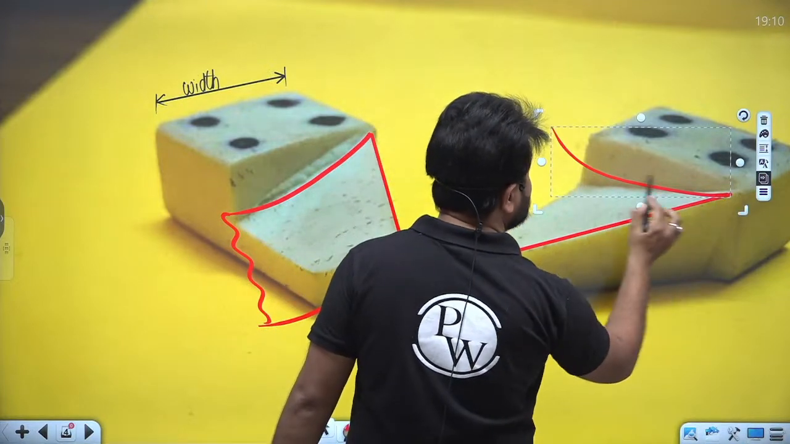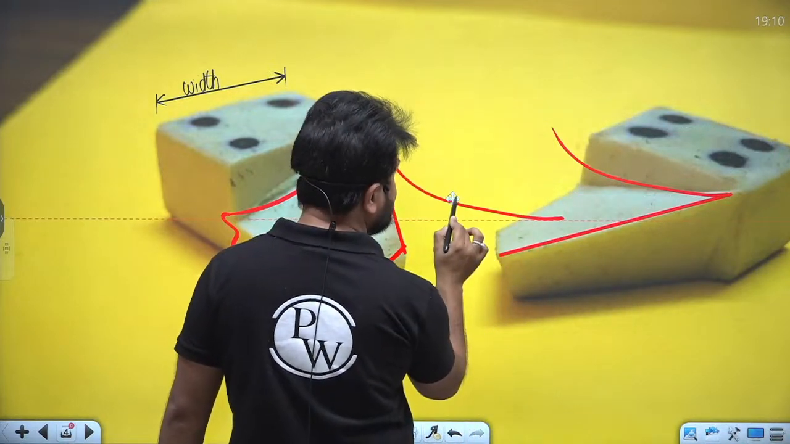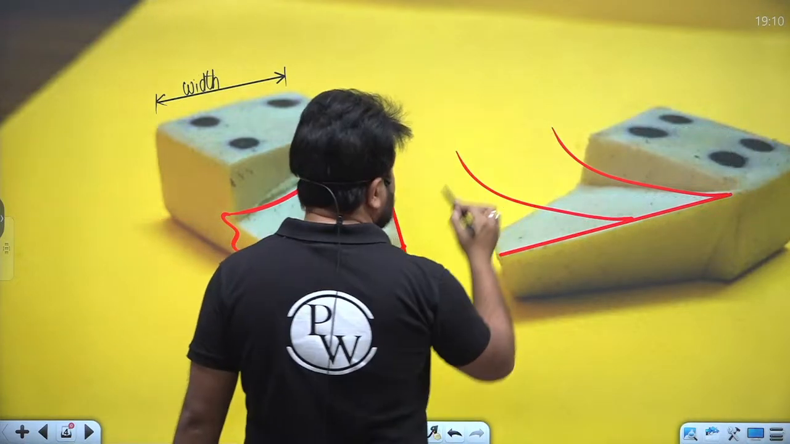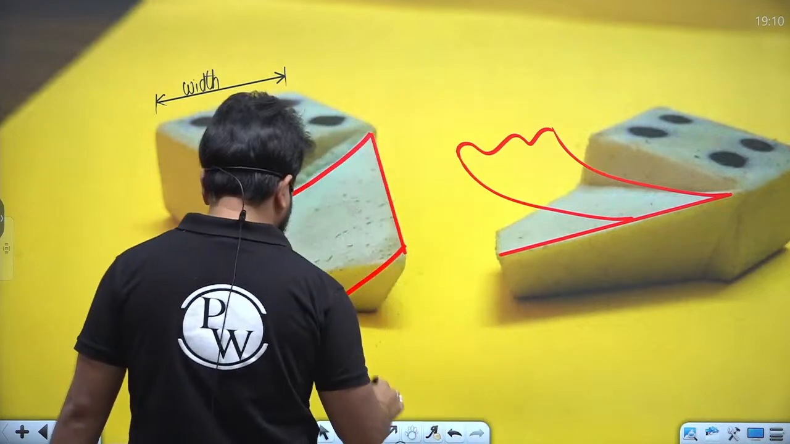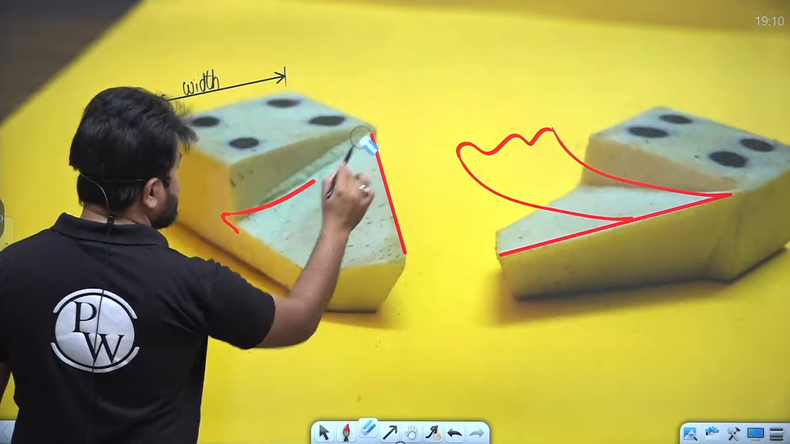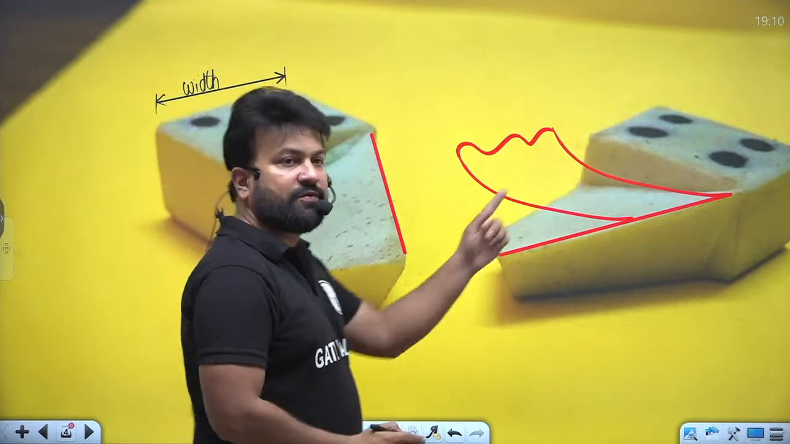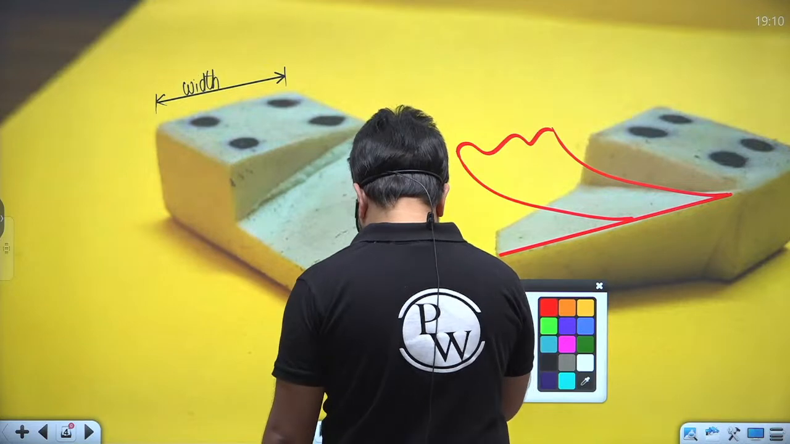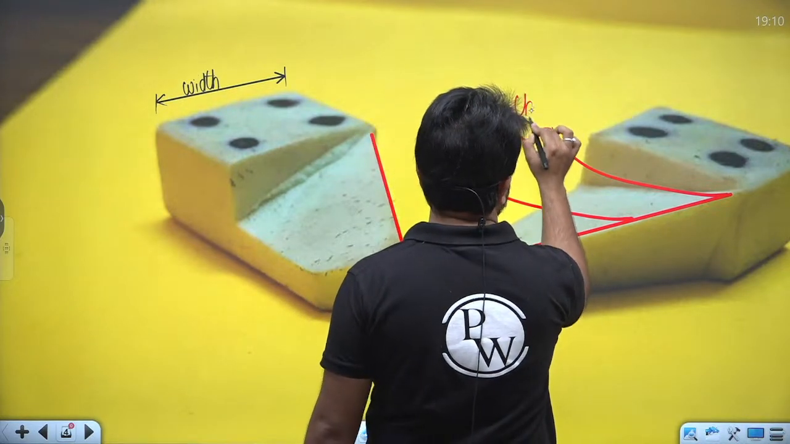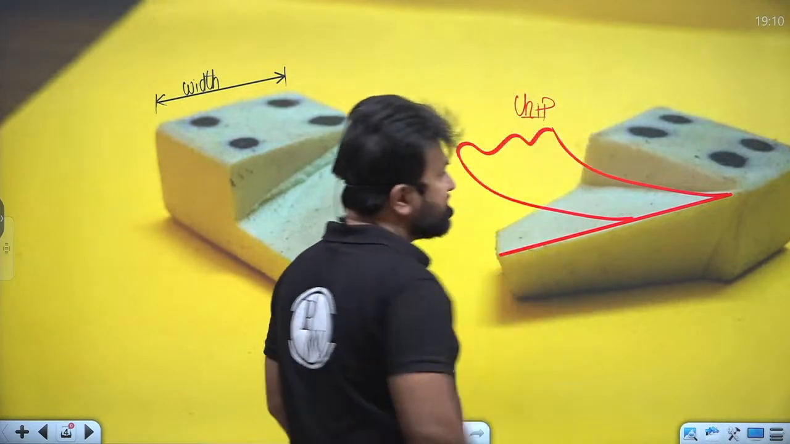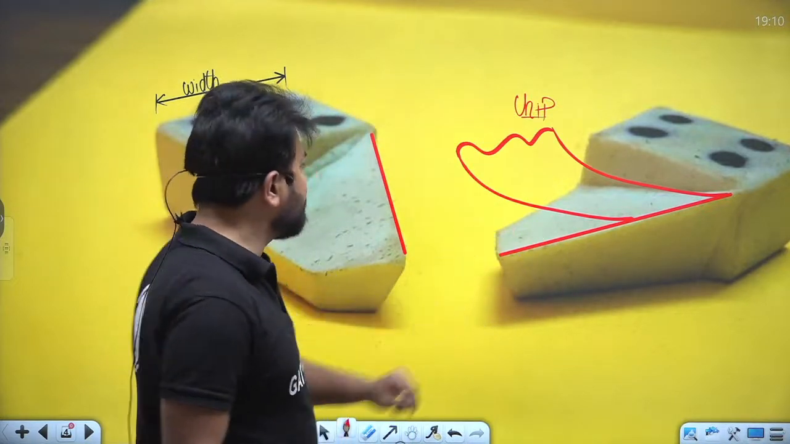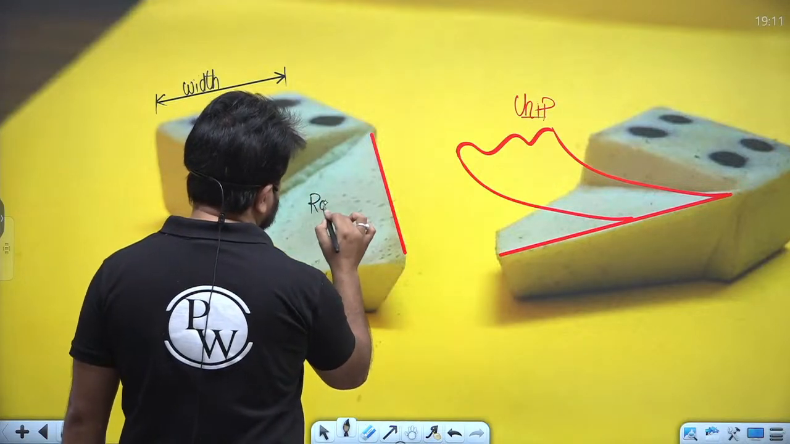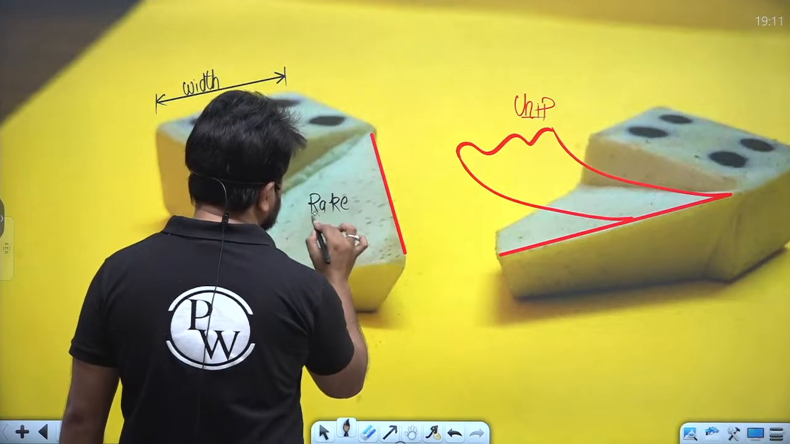So you have seen that here the chip will flow, and this cutting edge will do the cutting. Please see, on that surface the chip will flow. This is the chip. So that surface is known as what? My dear, that surface is known as the rake face, the rake surface.